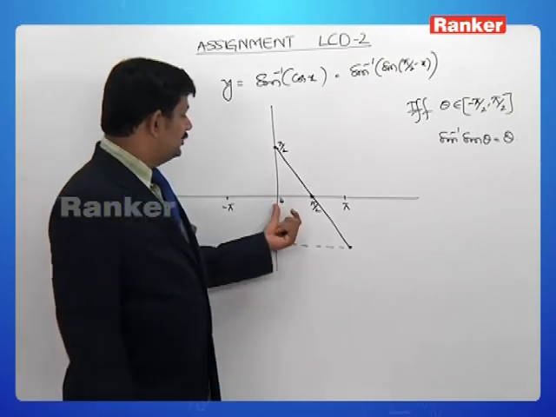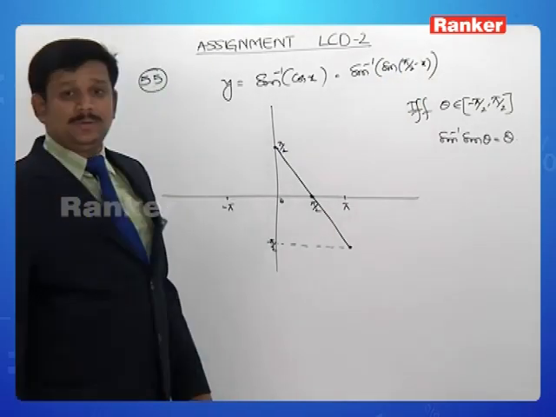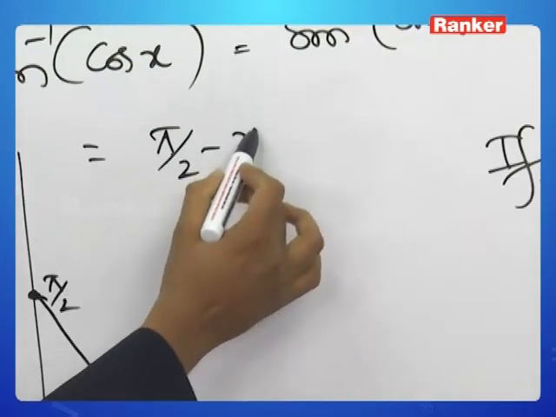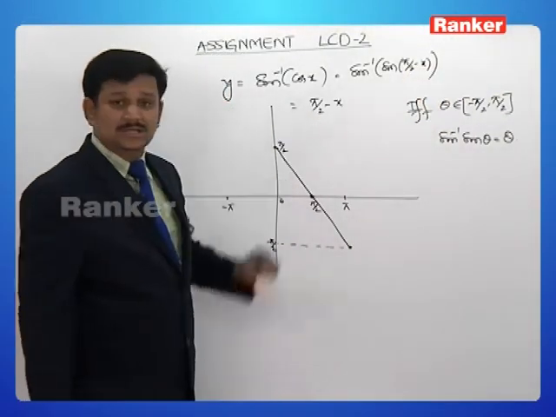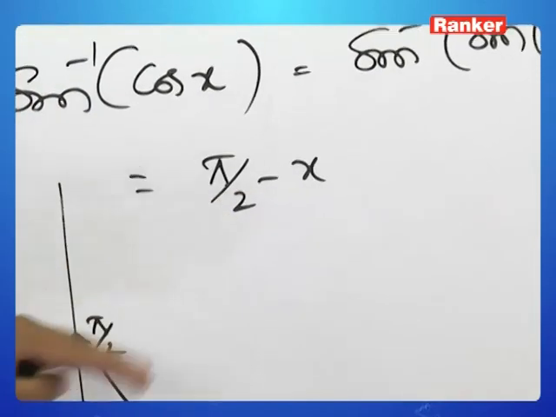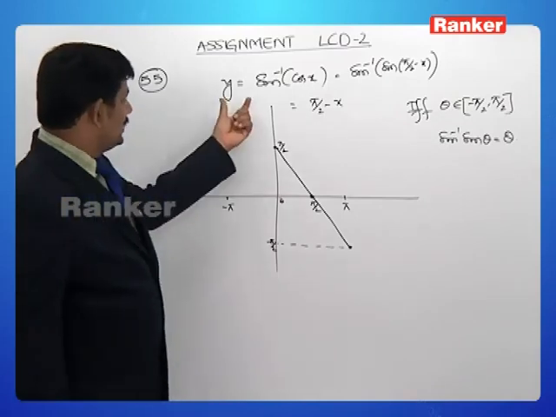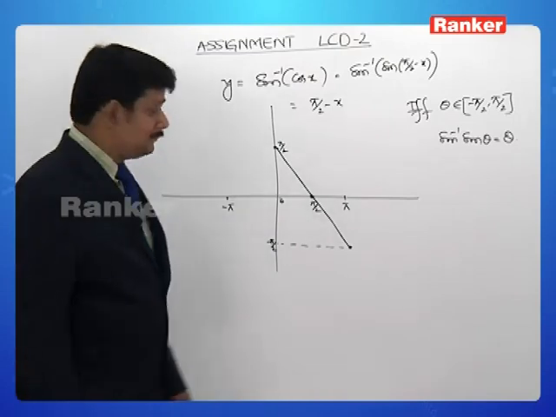So whenever x is between 0 to pi, pi by 2 minus x lies between minus pi by 2 to pi by 2. So y would be equal to pi by 2 minus x, which is a straight line equation with y-intercept of pi by 2 and slope minus 1. So this is the graph of the function sine inverse of cos x from 0 to pi.